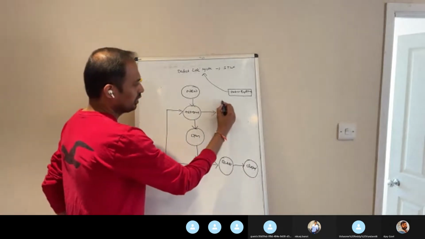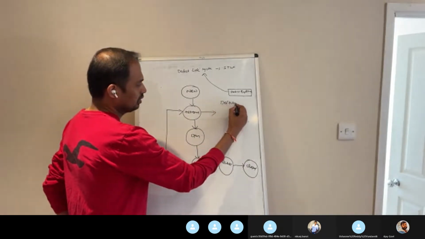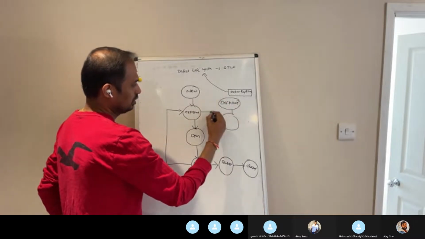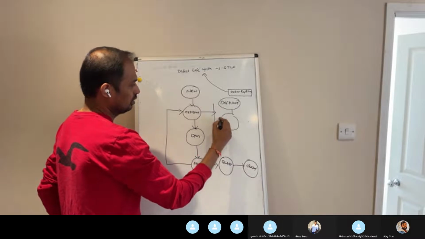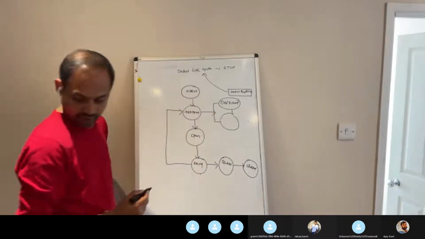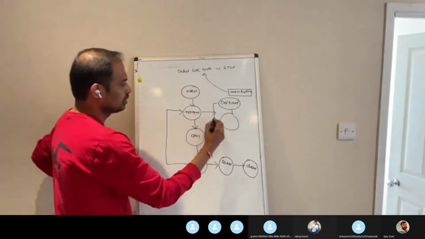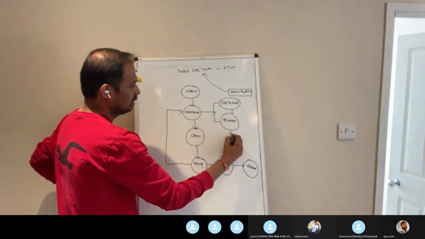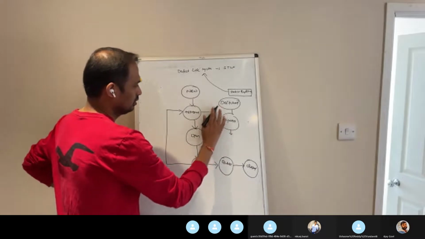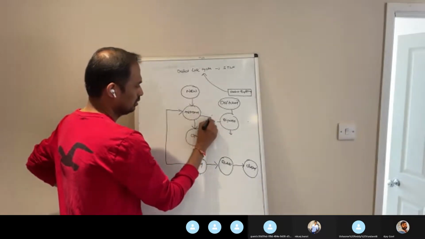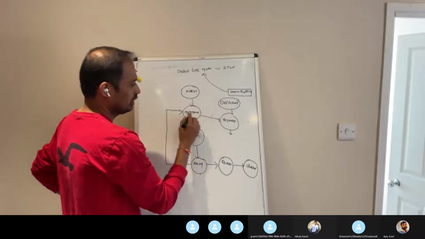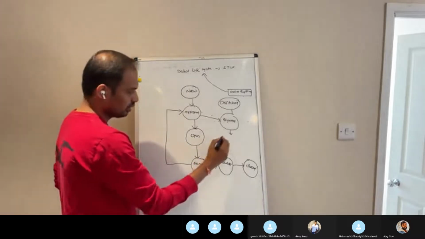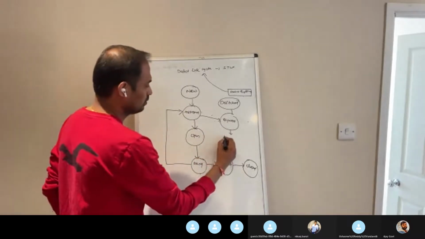So we have deferred. What is meant by deferred? So rejected, deferred, and duplicate. Once assigned, it will be rejected, deferred, or duplicate.